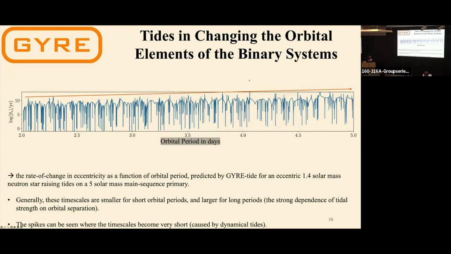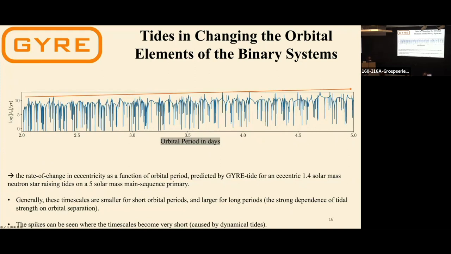The general trend for this time scale is that if the system is really close, let's say a 2.5 day orbit, the time scale is relatively shorter compared with, let's say, a 5 day orbit. This is just due to the tidal strength, which has a distance dependence: a closer system has stronger tides and a smaller time scale for orbital change.